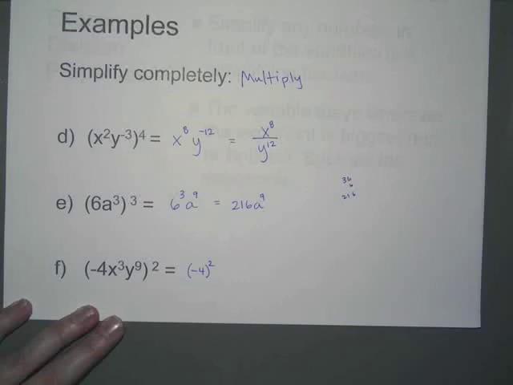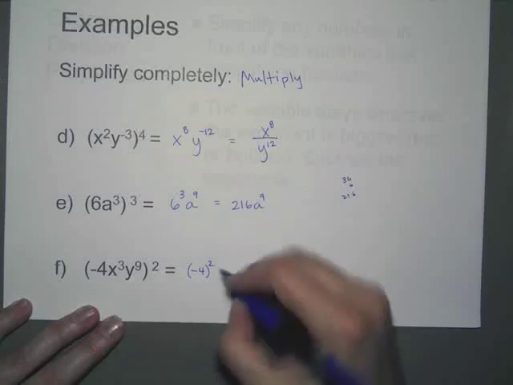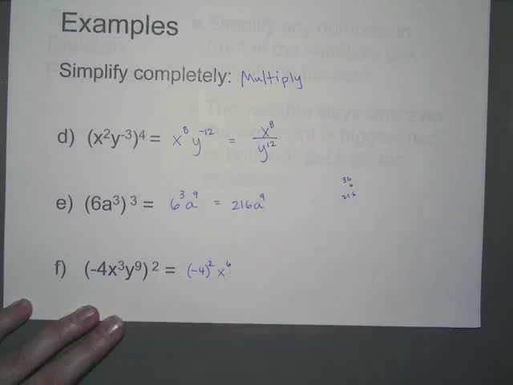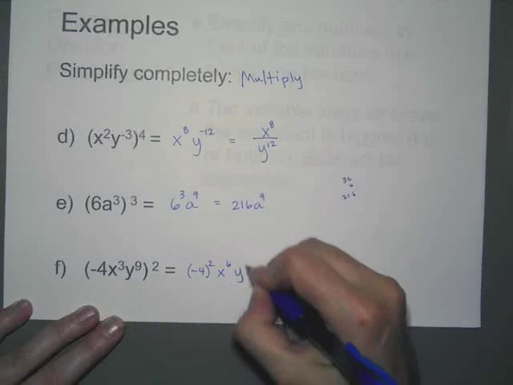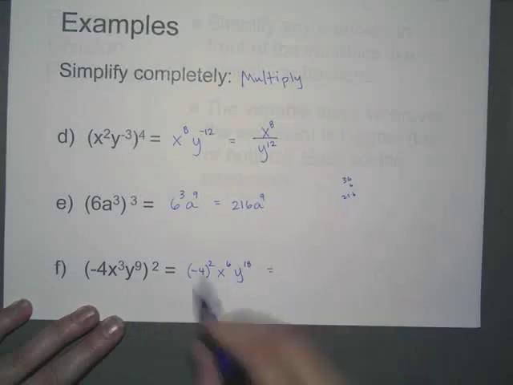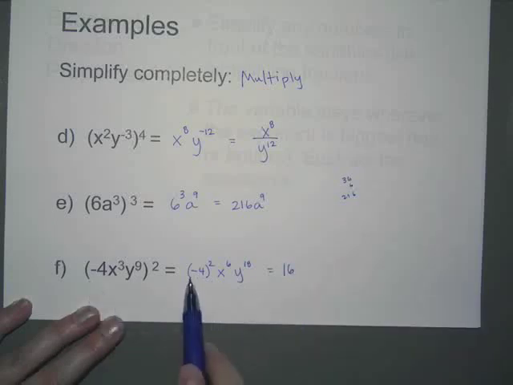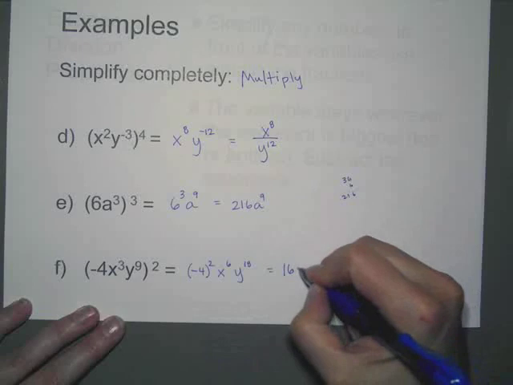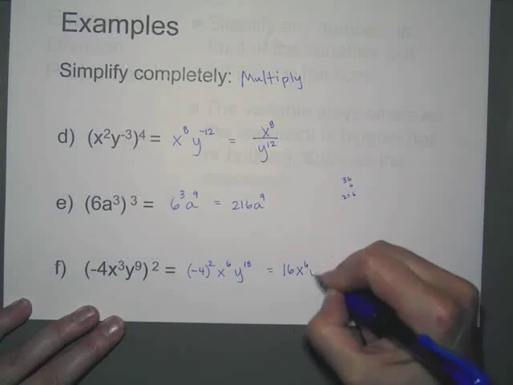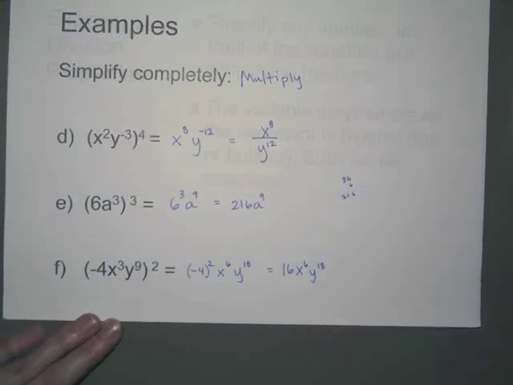Negative 4 to the 2nd power, x to the 6th power as I multiply those exponents, y to the 18th power. When I simplify negative 4 squared, negative 4 times negative 4 becomes positive 16. That's why we have to be careful there. Typing this in a calculator, we would definitely want to put those parentheses. Okay, or I want to think about it as negative 4 times negative 4, which is positive 16. Okay, my x to the 6th, y to the 18th. Okay, so these are our basic multiplication rules for exponents.